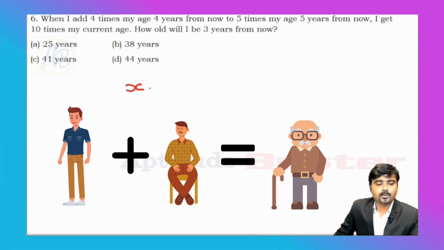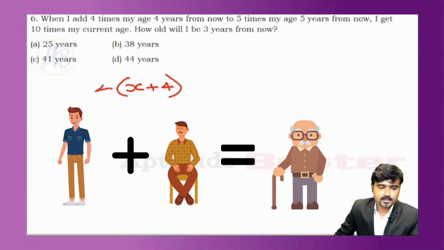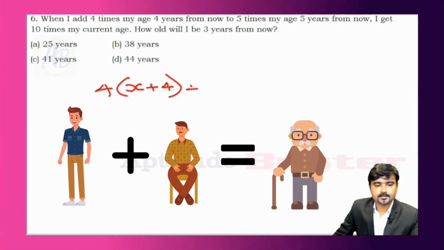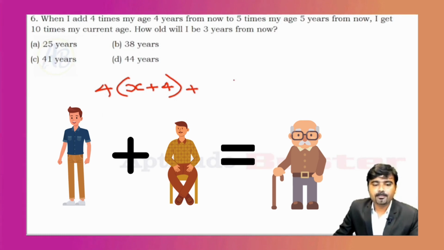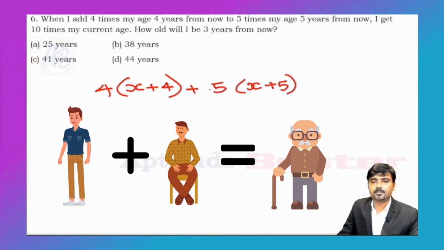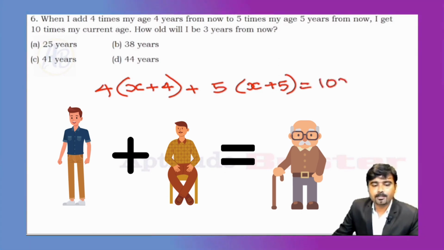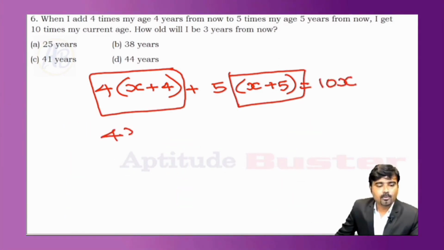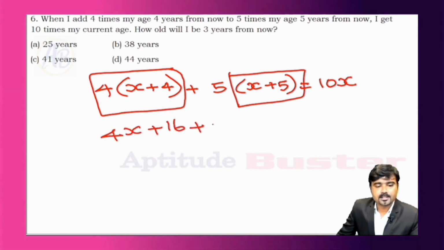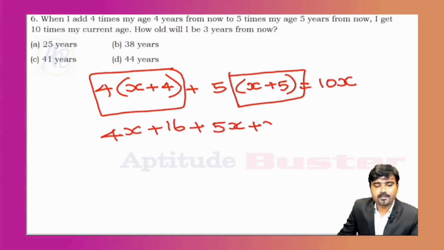4 years from now, that should be x plus 4. 4 times of this, plus 5 times my age 5 years from now, that is x plus 5. That is equal to 10 times my age, right? 4x plus 16 plus 5x plus 25 is equal to 10x, right?